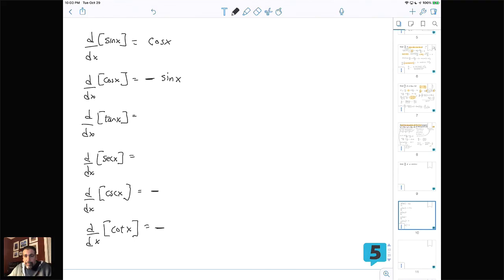So from there, where do we go next? Well, this is the key one, remembering this tangent one. So if we want to remember this tangent one, this is what I need you to remember.